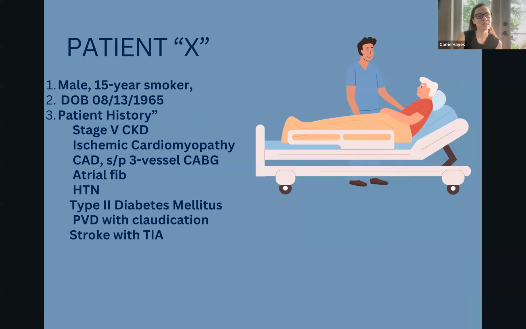The patient history is stage 5 CKD, so it's time. Ischemic cardiomyopathy, coronary artery disease. They've already had a 3-vessel coronary artery bypass graft. They have atrial fibrillation. They have hypertension. They have type 2 diabetes. They've got peripheral vascular disease. They've had a stroke. So the patients that we get are not just walking off the street typically with no issues. These are sick patients.